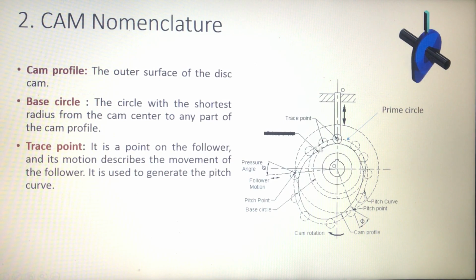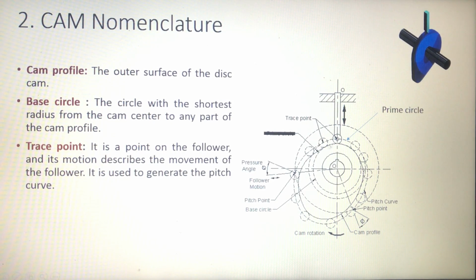If we consider the outer surface of this disc, this dark line indicates the outer surface of the disc, that is called the cam profile. Similarly, the next one is the trace point. It is a point on the follower. This is called the follower. The motion of the point on the follower describes the movement of the follower. That is called the trace point.